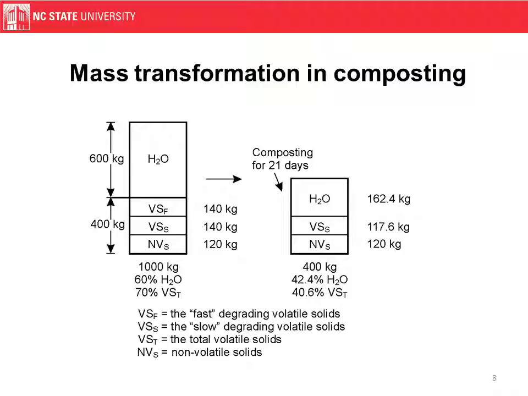So as I touched on in the previous slide, we see here on the left is 1 megagram, 1,000 kilograms of waste product entering a composting process, and after 21 days of composting, a fairly standard residence time, we can see that a lot of the mass of water has been lost, and the fast degrading volatile solids are all gone as well, and a portion of the slow degrading volatile solids. So what we end up with here is, you can see from the left we have 1,000 kilograms, on the right we're down to about 400. So pretty significant mass reduction.